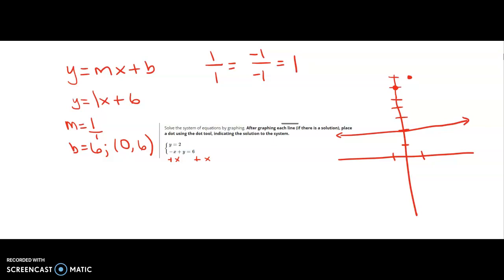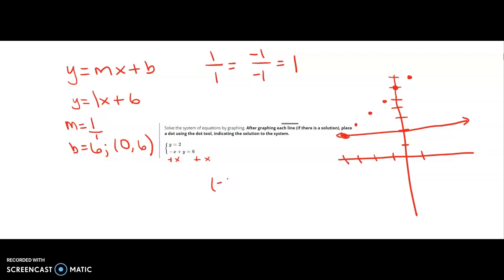So let's just look at this. If I go down 1 over 1, down 1 over 1, I'm still getting that positive slope. So that's one thing you can do if the line is going off the graph. Okay, and then let's just keep going. Down 1 over 1, down 1 over 1. So it looks like it's going to cross here at negative 4, 2.